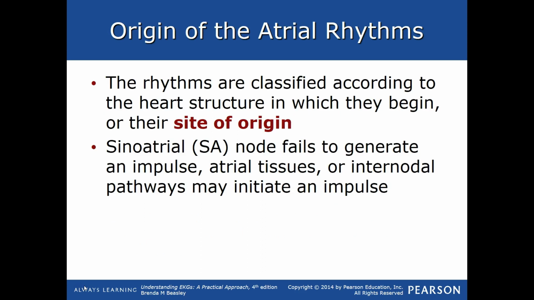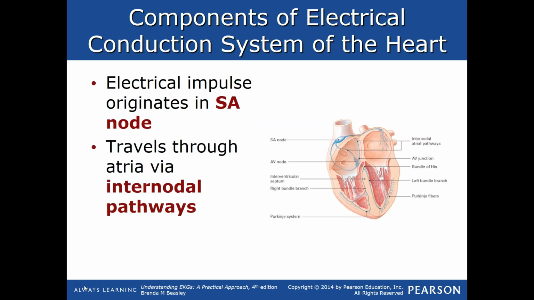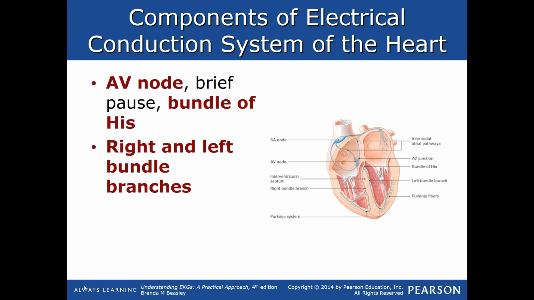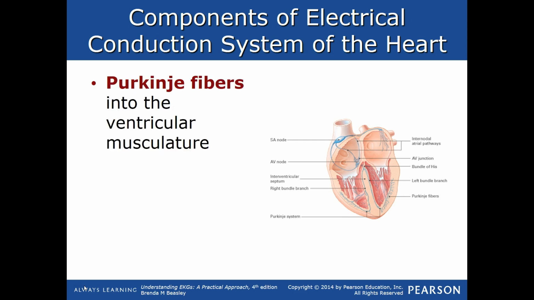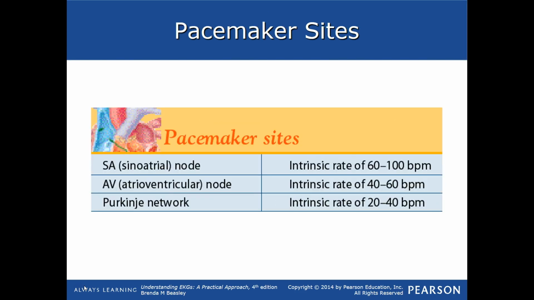So origin of the atrial rhythm, we know that they're all classified by the site of their origin, SA node. So we're going to talk about atrial dysrhythmias. For the most part, these are not considered life-threatening, but they certainly can become an issue that needs to be tended to. So here we go: SA node, internodal pathways, all that stuff that we've talked about, how the impulse travels all the way down into the ventricles. You guys know this part, and if you don't, you're going to want to, because you're going to see it over and over and over.